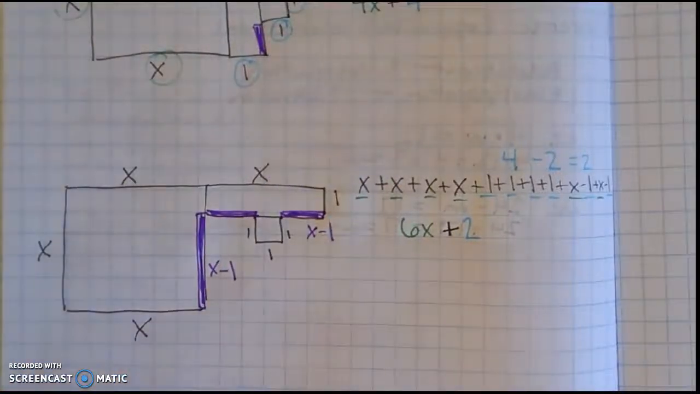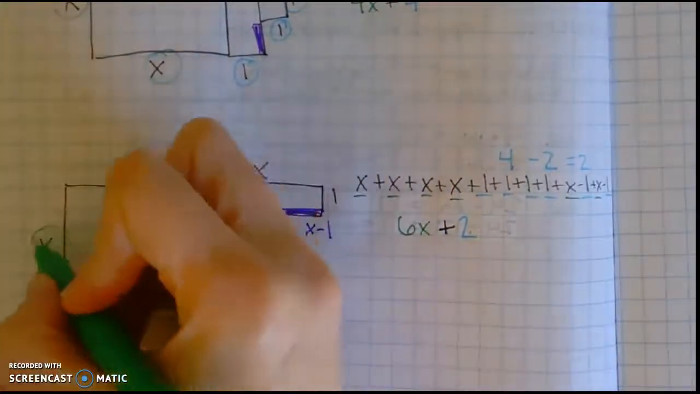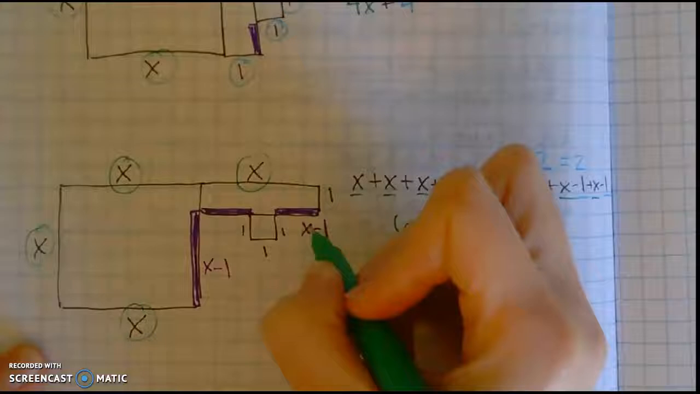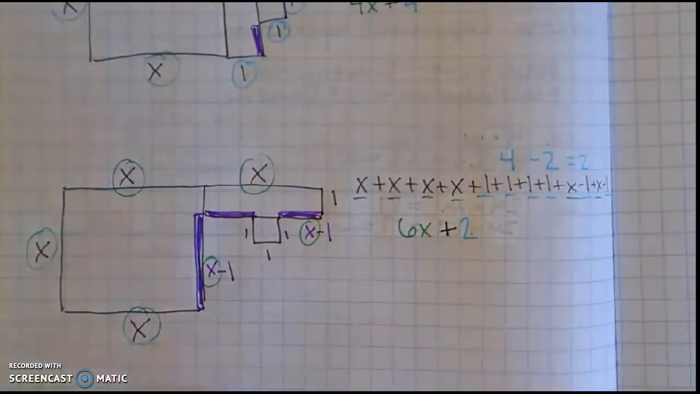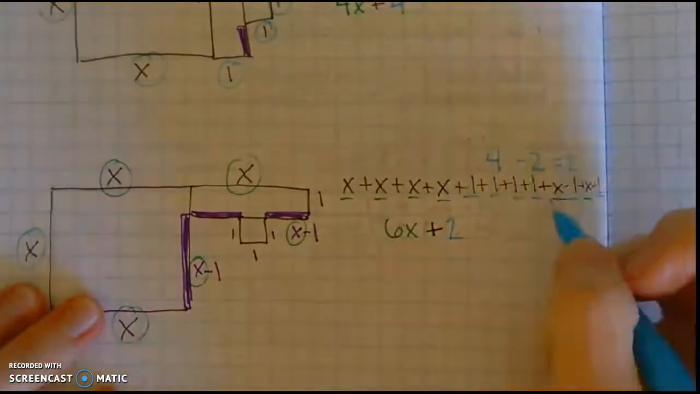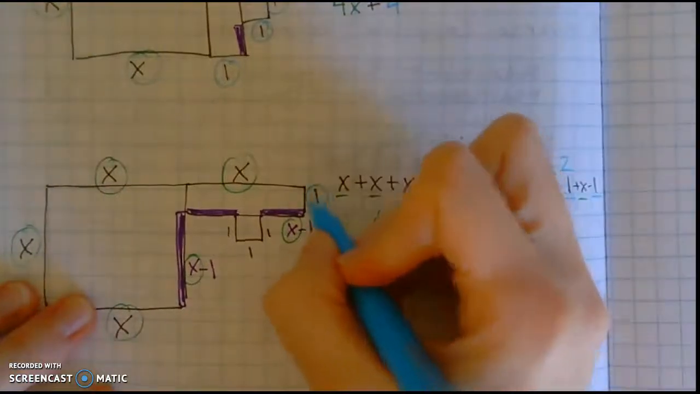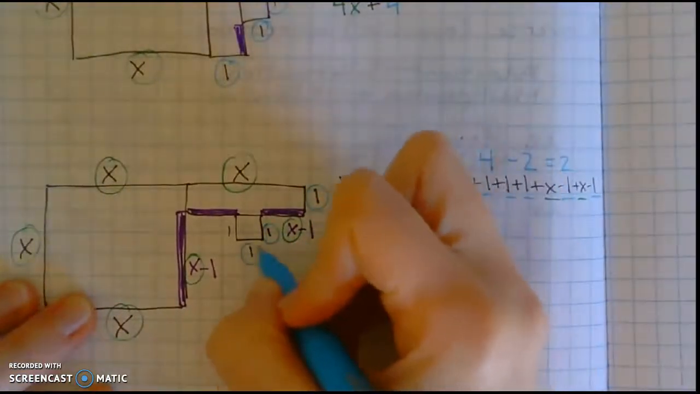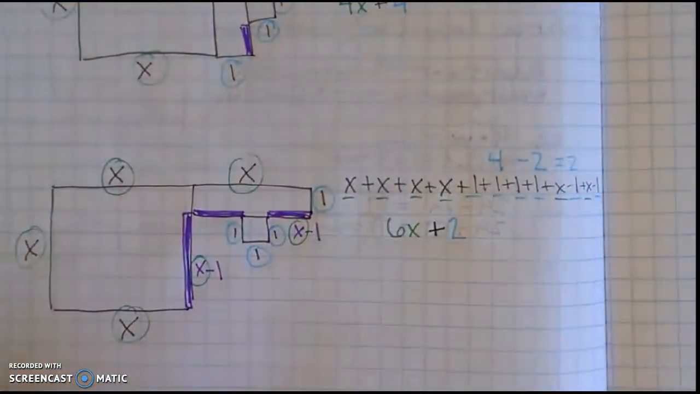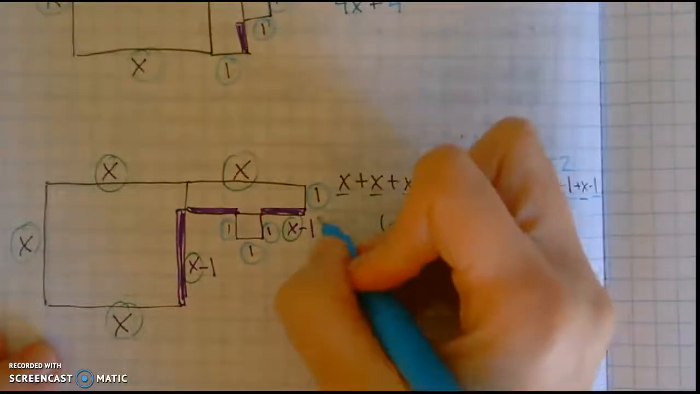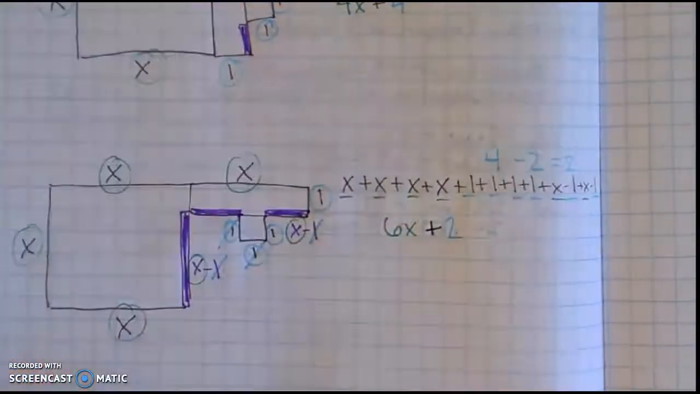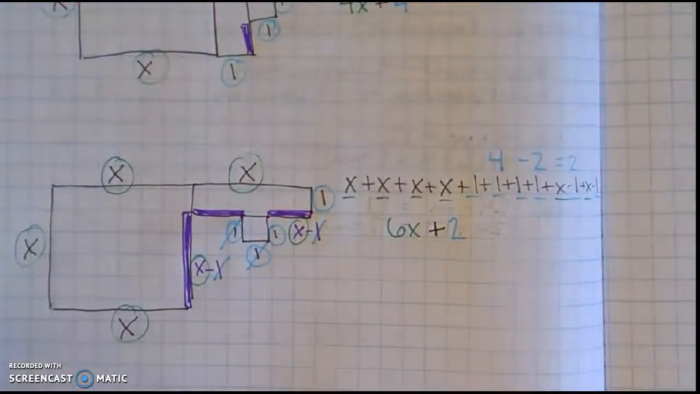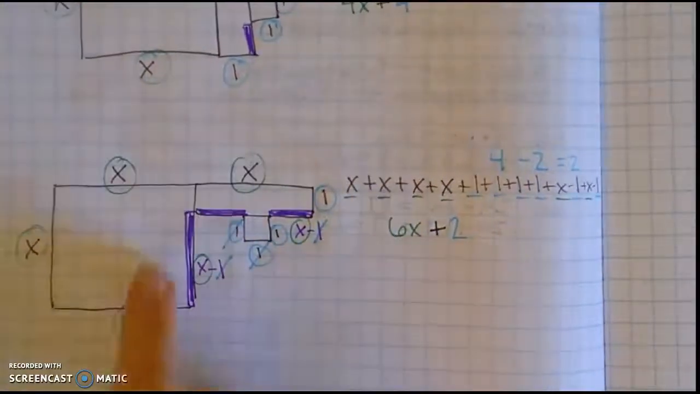And let's just do a double check. We have 1, 2, 3, 4, 5, 6 x's. And I'm going to look for those 4 positive ones. 1, 2, 3, 4. And I'm going to cross out 1, 1. And I'm going to cross out 1, 1. And that leaves me with 2 positive ones. So there you go. That is the perimeter for this shape.